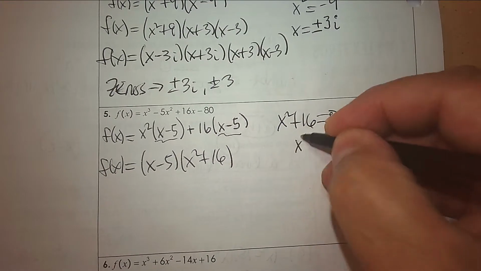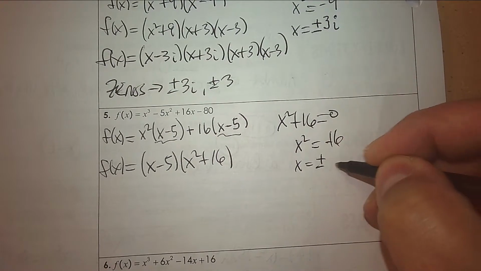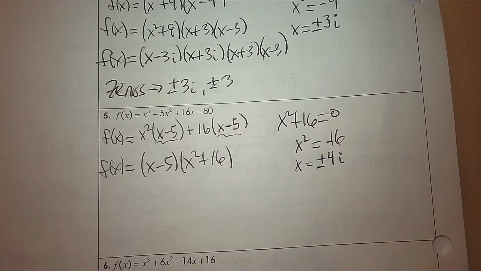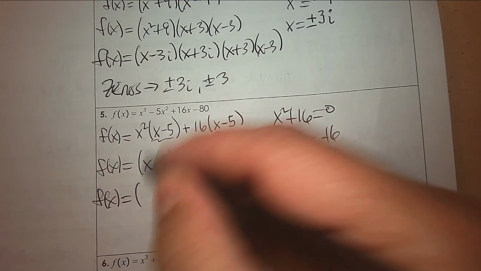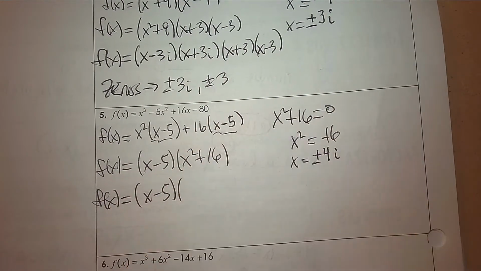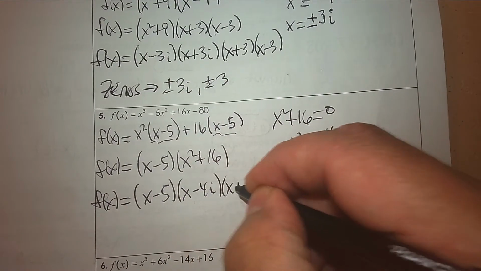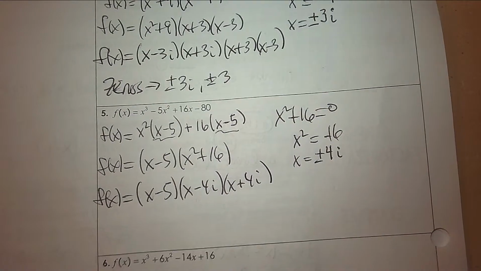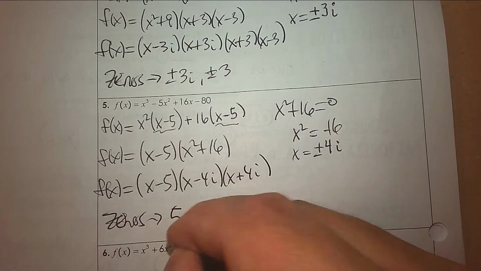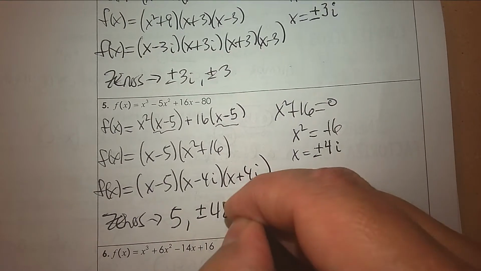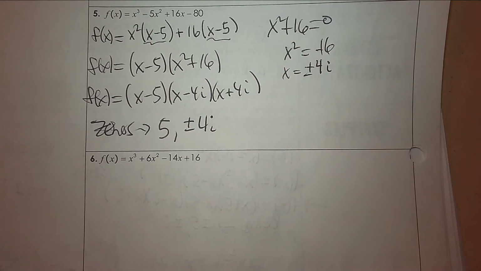Do you know that when you take the square root of a negative number, of course, it's imaginary, and the square root of 16 is 4. So now I can do the complete linear factorization. One's going to be adding, one's going to be subtracting. The order does not matter, which one you put first, subtracting or adding. And then the zeros are positive 5 and positive and negative 4i. Try number 6.